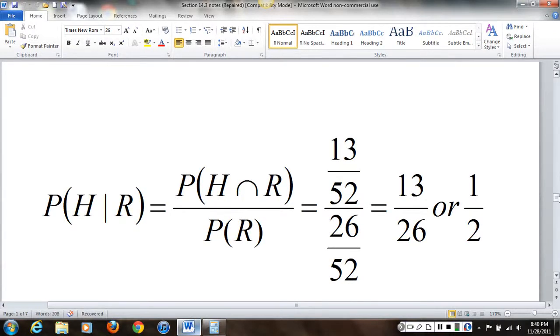That's 13. The probability of R, drawing a red card, is again 26 out of 52. Or if you're looking at the number of elements in R, it is 26. And when you do the math, you'll end up with 13 over 26, or 1/2.